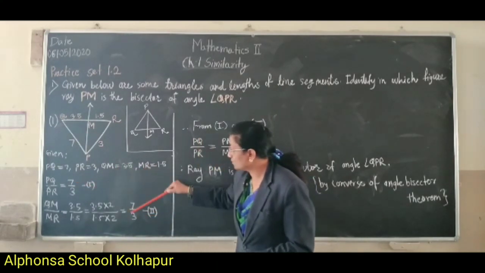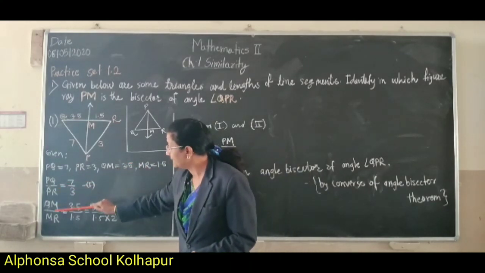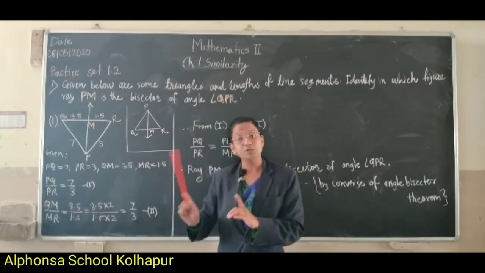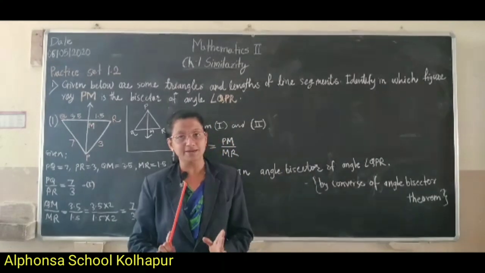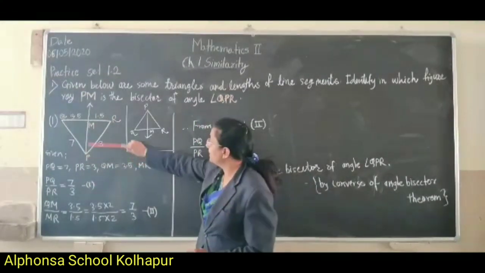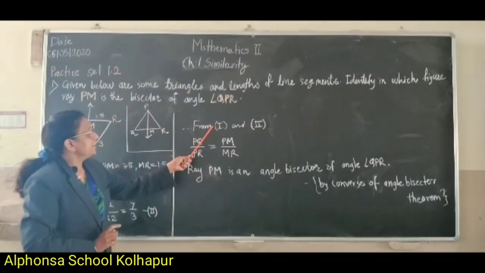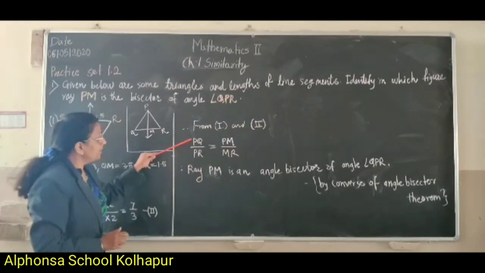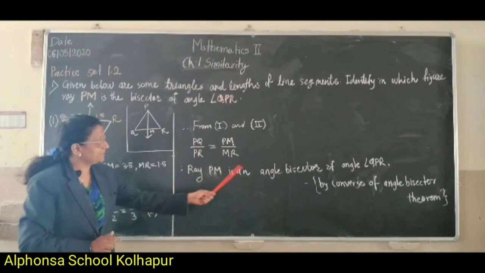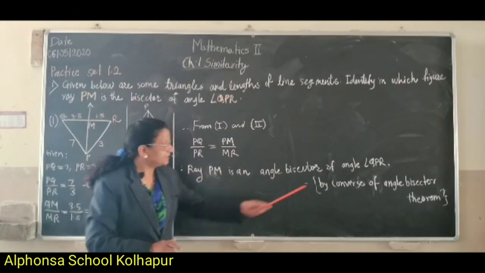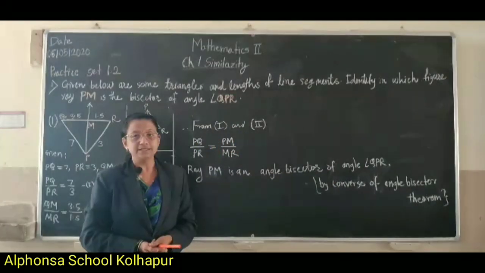See, the right hand sides of both the statements are the same. Means both the ratios, that is PQ upon PR and QM upon MR, are equal. Understood? So here, by the converse of the angle bisector theorem, we can conclude that PM is an angle bisector. So we conclude from equations 1 and 2, PQ upon PR is equal to QM upon MR. So ray PM is an angle bisector of angle QPR. The reason is the converse of the angle bisector theorem.